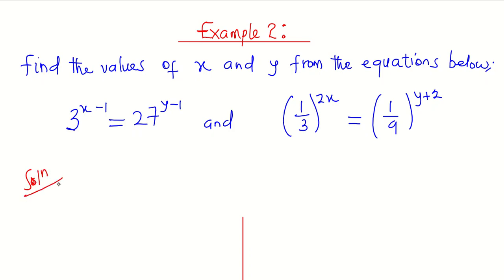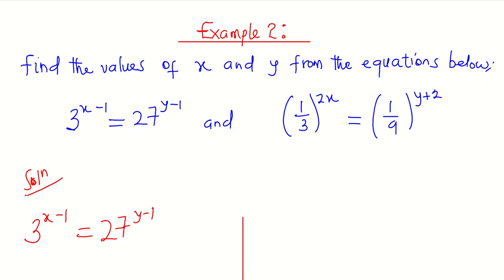And let's deal with the first equation. We are going to resolve it to linear equations and find the values of x and y by solving them simultaneously. We have 3 exponent x minus 1, which is equal to 27 exponent y minus 1.